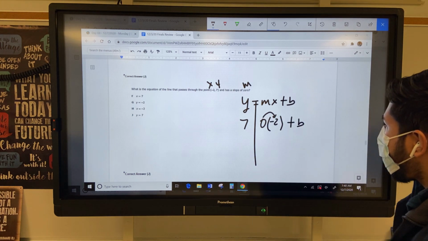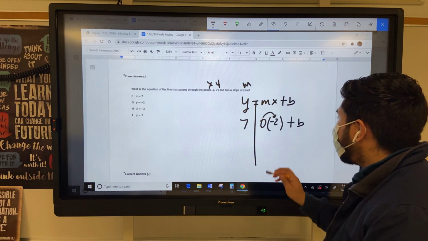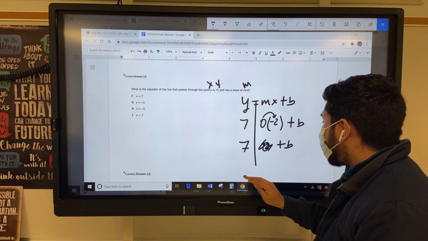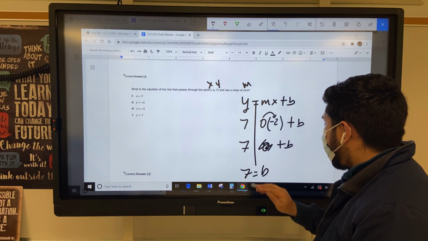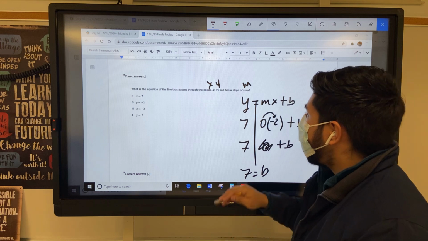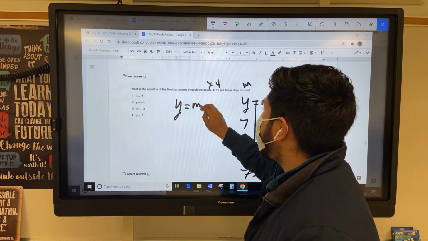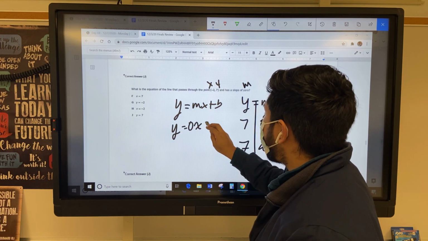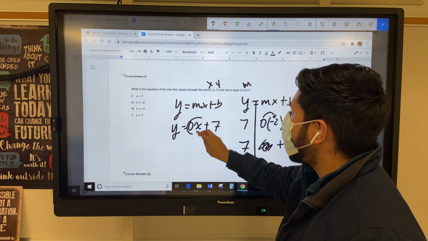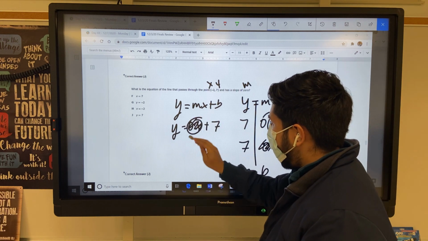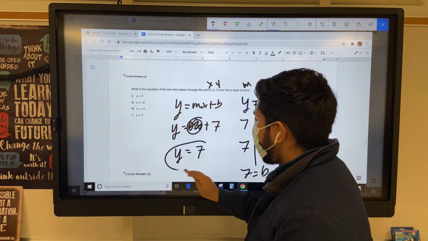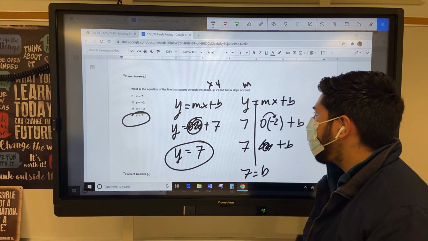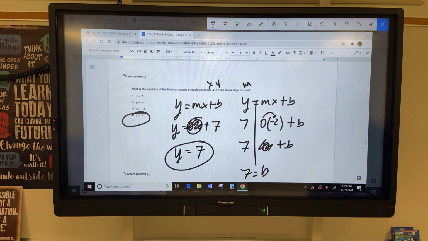0 times that, -2 is 0 plus b. Nothing is happening with 0, so 7 is my b. And if I do y equals mx plus b, it's y equals 0x plus 7. But because there's no such thing as 0x, that crosses out. So it's just y equals 7. Boom. This had an extra little step right here, but because our slope was 0. Awesome.